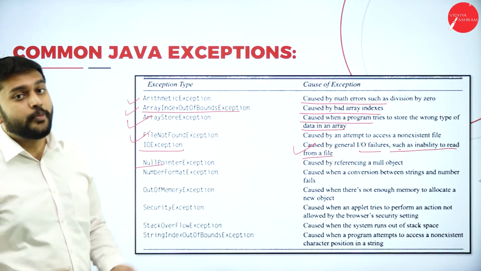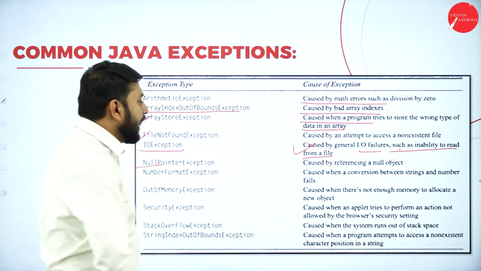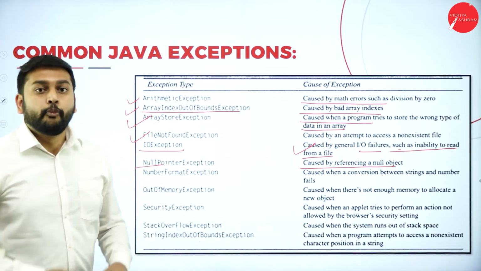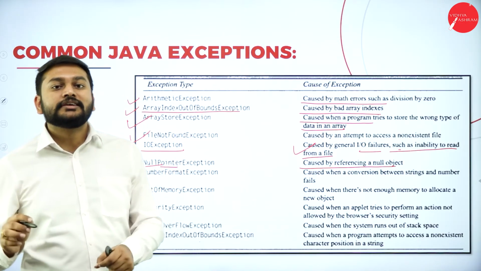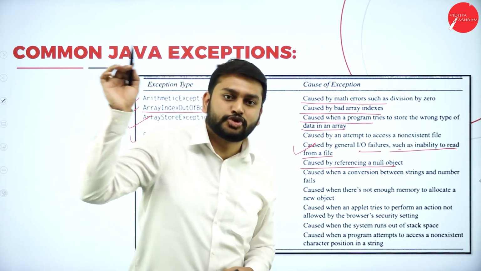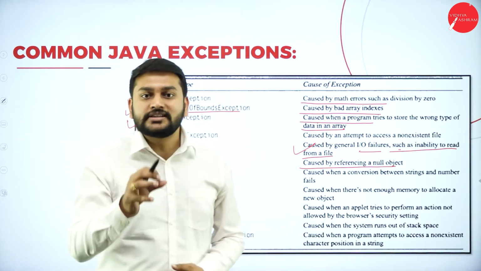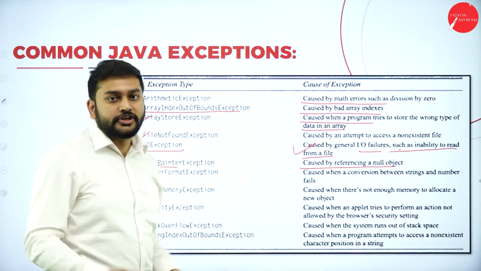Moving forward, NullPointerException. When do I get this NullPointerException? Please remember and understand. It is caused by referring to a null object. Whenever I say pointer, please remember a pointer is a variable which holds the address of another variable. So when I am pointing to a null object, I will be getting this exception.